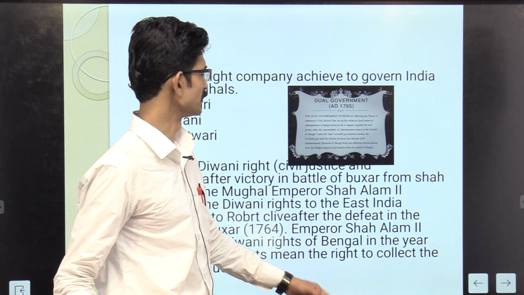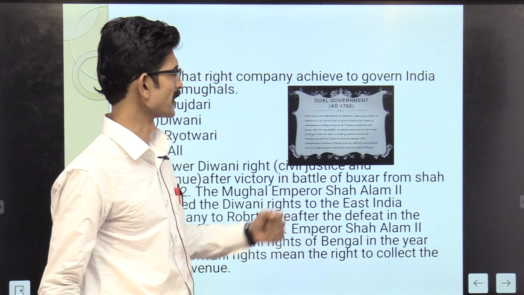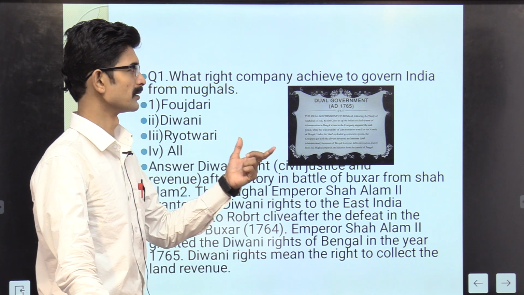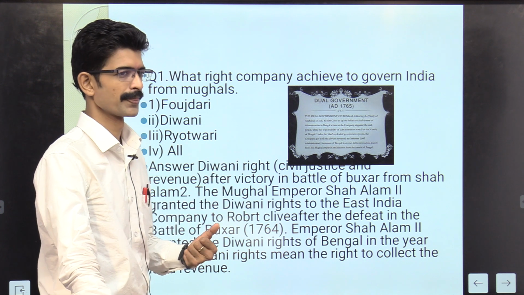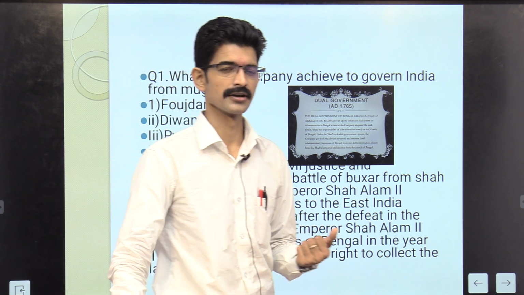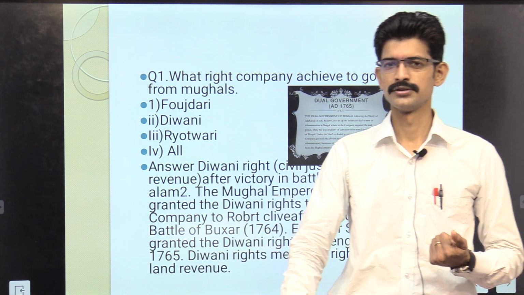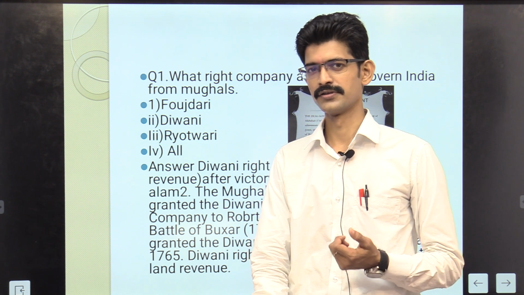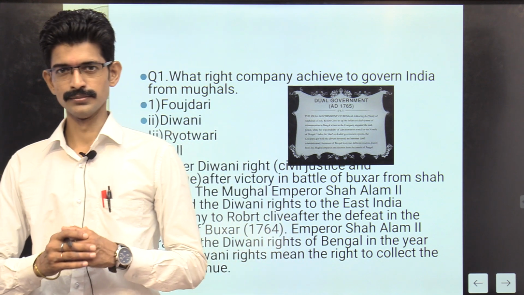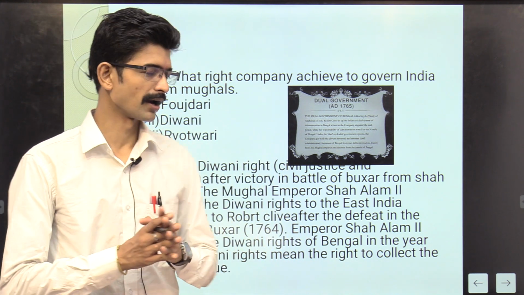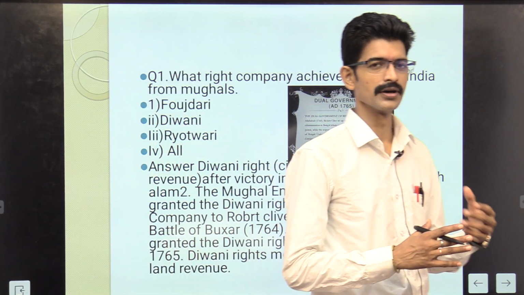Starting this series, we see that certain questions are asked. So look at this question first. Which right did the company achieve to govern India from the Mughals? When the British East India Company arrived in India around 1600, John Hawkins achieved the right to trade from the court of Jahangir, who was the Mughal emperor. After that, what happened which led to the British working as a form of government?